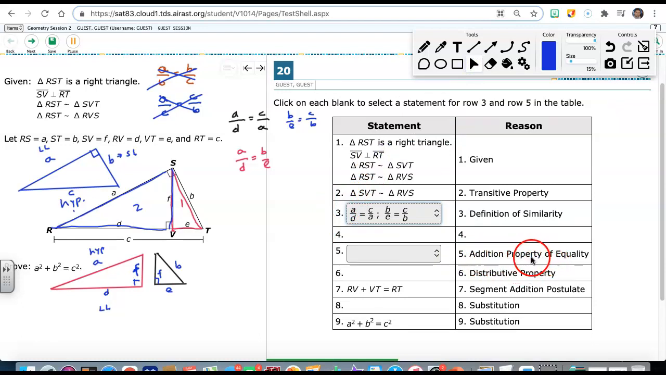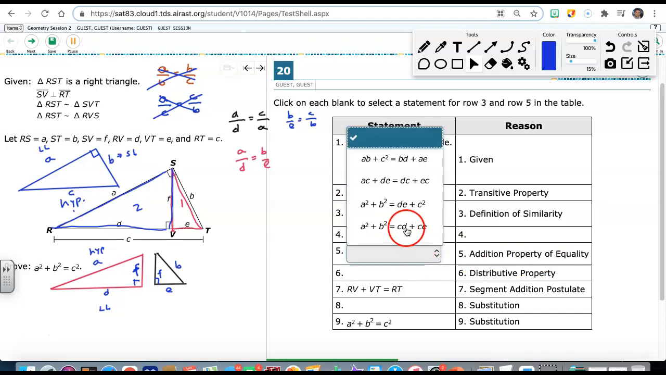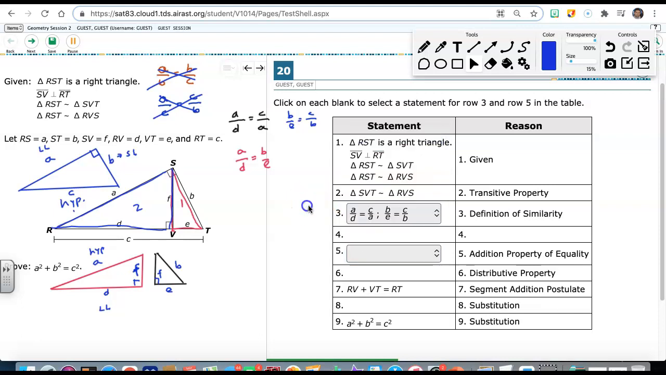Addition property of equality. What are they adding? Are they doing this? Let's check what we see. A squared, we have, okay. All right, a squared plus b squared is not a Pythagorean theorem. Oh, hold on, look at this. All right, so I have these proportions. So let's erase these proportions. Okay. So what about if I do cross multiplication here?